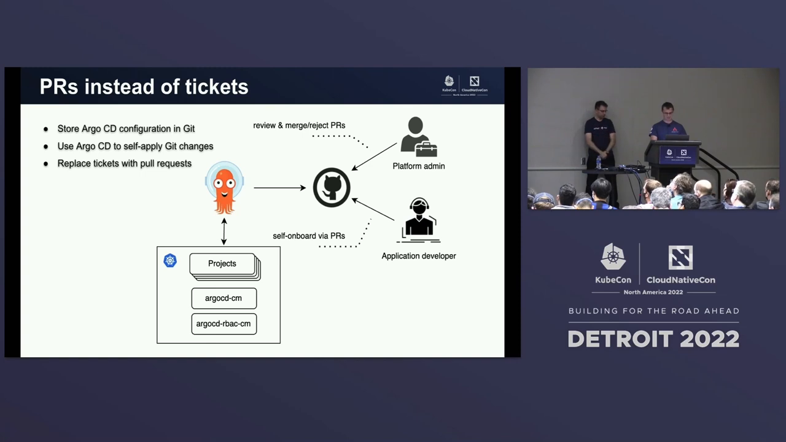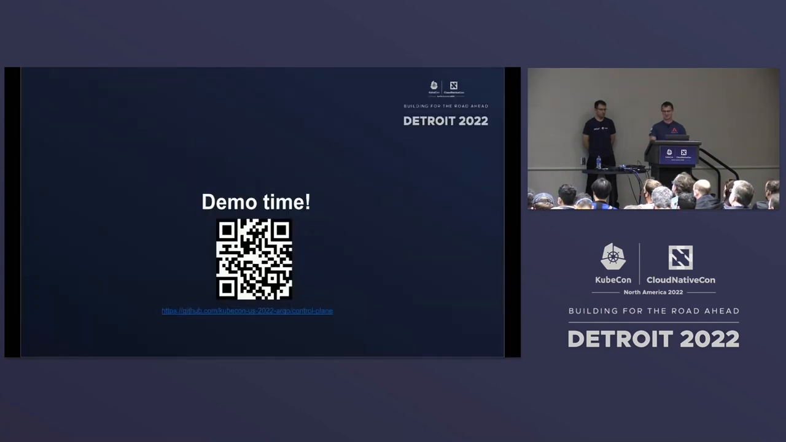And with GitOps, developers are going to use tools that they already know, such as GitHub, for example. They're going to be familiar with the pull requests concept, and administrators of a platform team are developers as well, engineers. So they would like this approach as well. And that makes everyone happy. So now it's time to see it in action, finally.